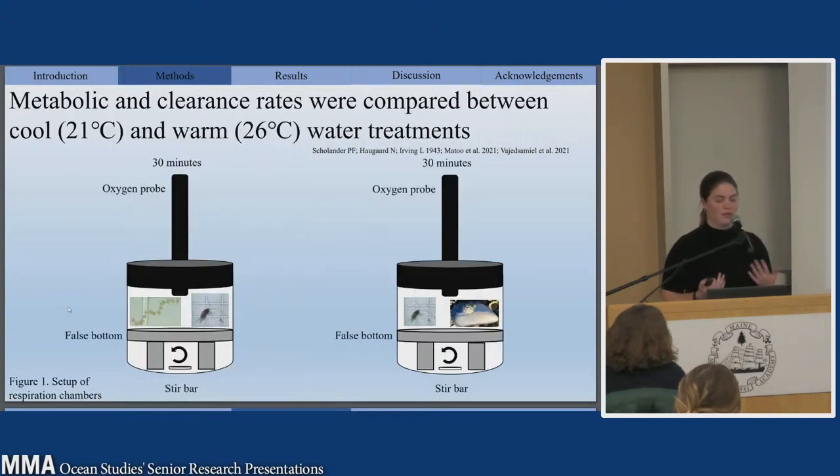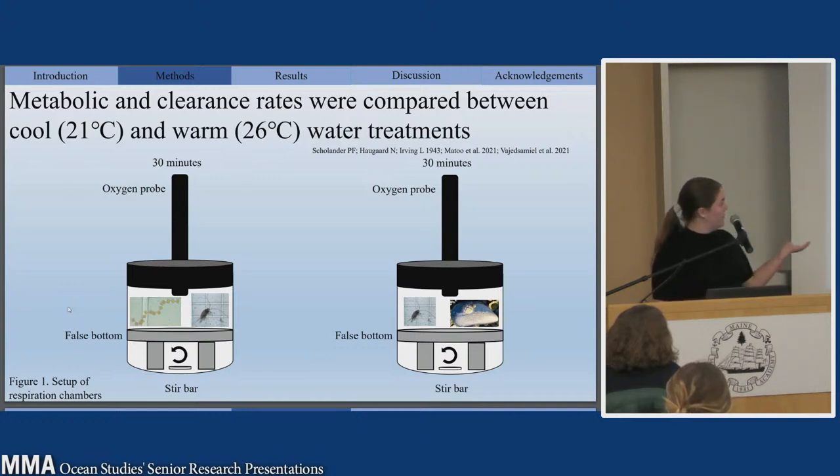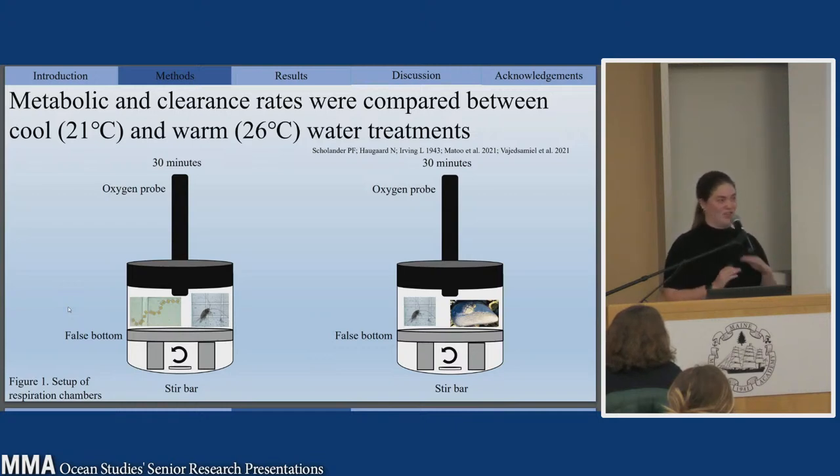So how I answer this study question is I use a closed respirometry system, which is demonstrated through my figure of my respiration chambers. I put a known concentration of plankton into the respiration chambers, and I find the oxygen consumption data of just the plankton for the first 30 minutes. Once that is complete, I put a mussel into the respiration chamber and find the oxygen consumption data of both the plankton and the mussel for another 30 minutes.